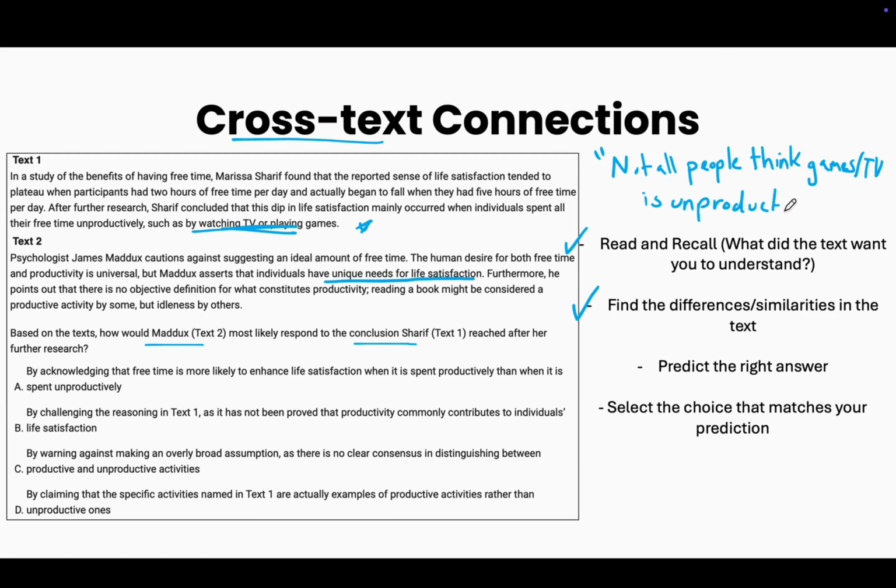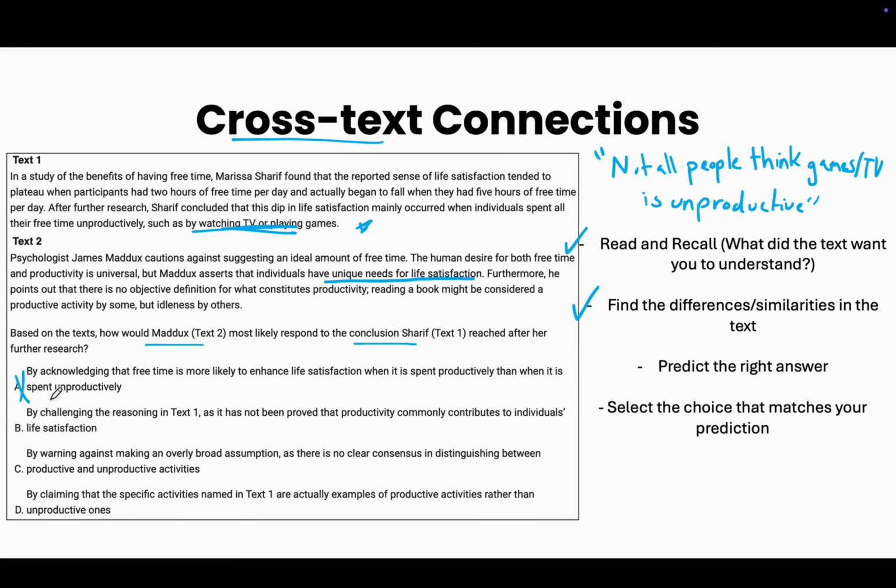Now let's compare our prediction to the choices. Choice A. By acknowledging that free time is more likely to enhance life satisfaction when it is spent productively than when it is spent unproductively. The person from text 2 says that different people consider different things for life satisfaction, so this is probably wrong.